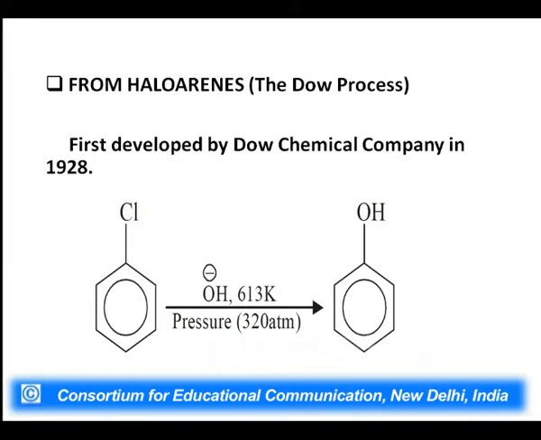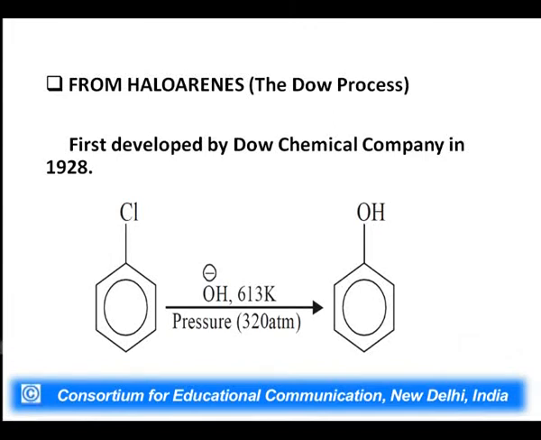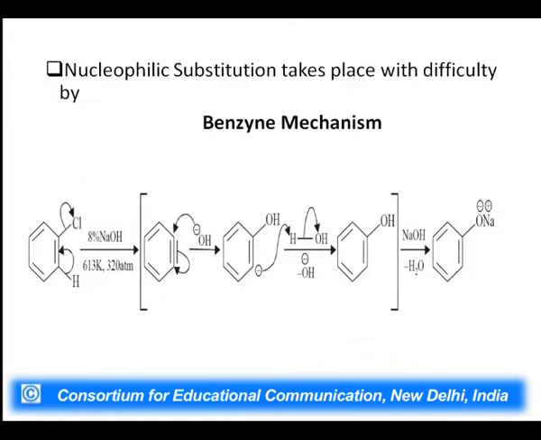And we know that the lone pair of electrons on the chlorine atom undergoes conjugation with the pi electrons of the benzene ring. So the C-Cl bond has a partial double bond character. Hence, the cleavage of this bond is difficult. So the reaction has to be done under drastic conditions, that is at high temperature, 613 Kelvin, and 320 atmospheric pressure. So this molecule undergoes substitution by the benzyne mechanism. Please look at this molecule: there is no electron withdrawing group present on the benzene nucleus. So it undergoes substitution by the benzyne mechanism.